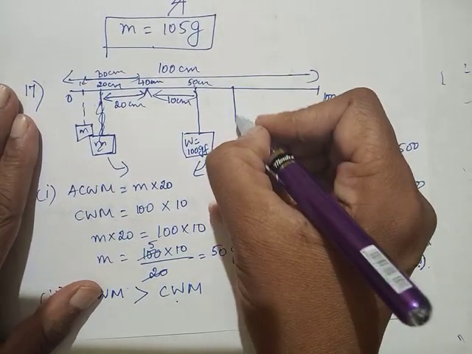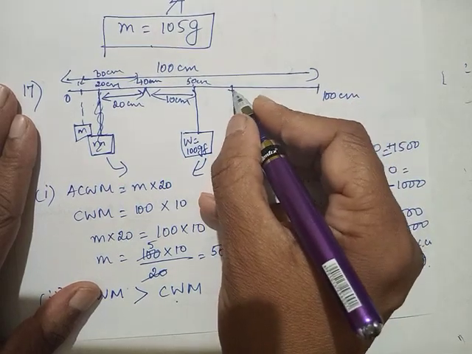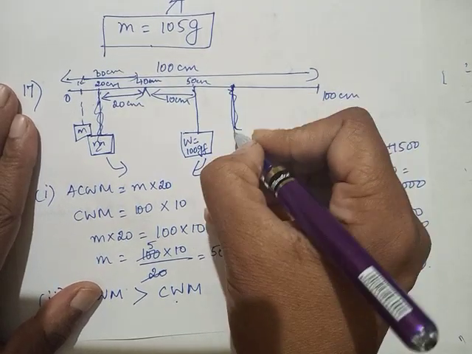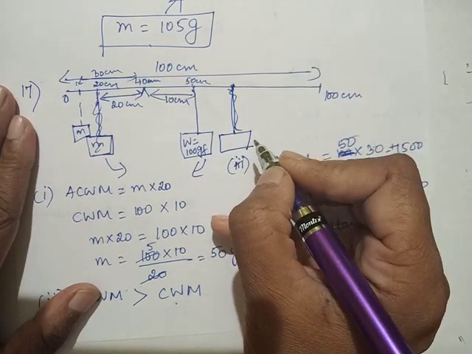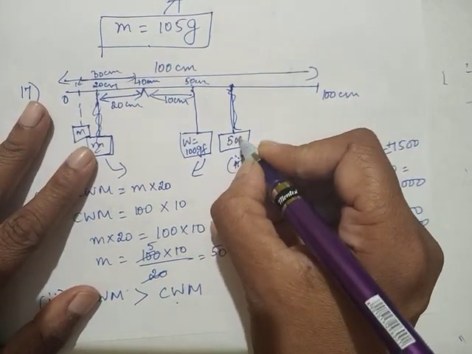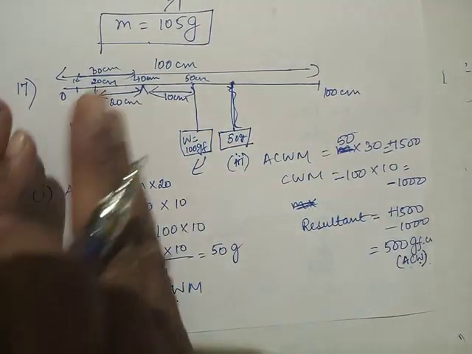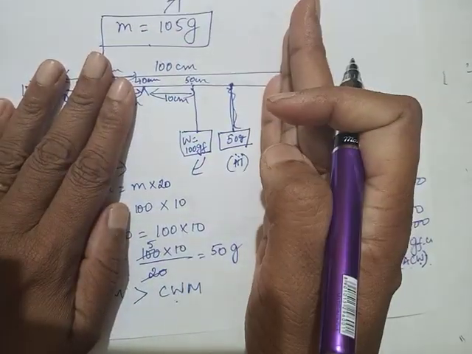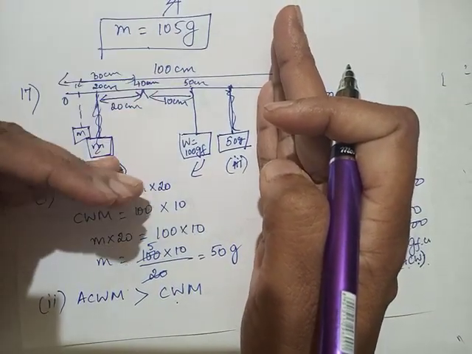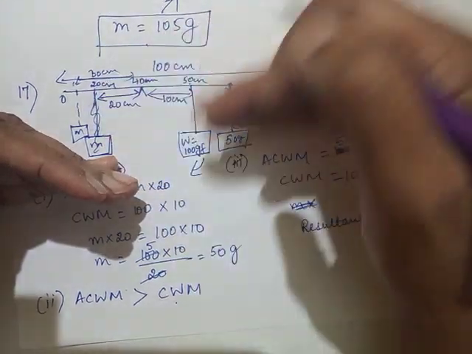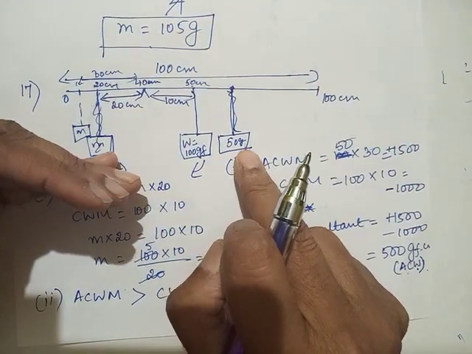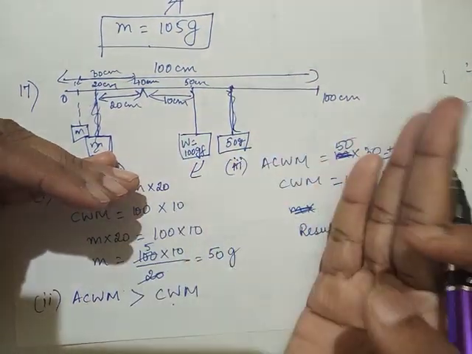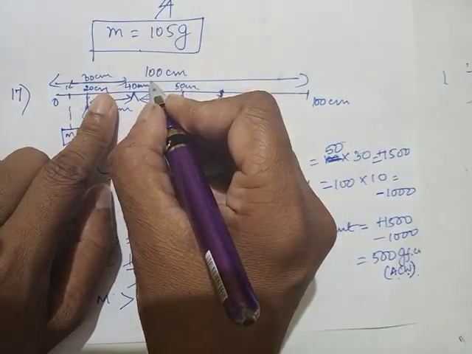So to balance it, I have to add another mass on this side, of course. Somewhere I have to put a 50 gram mass. The first conclusion you will take is that it has to be put on this side, because it is already tilting here. This side's moment of force is more. To increase this side's moment, I have to hang this 50 gram from the right side of the pivot. That's my first conclusion.